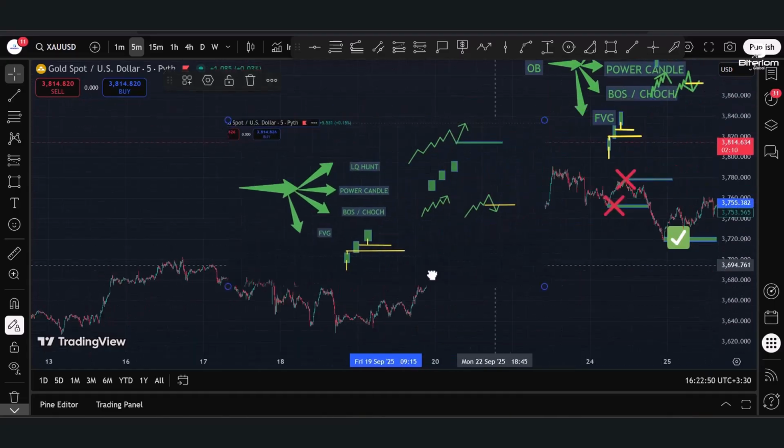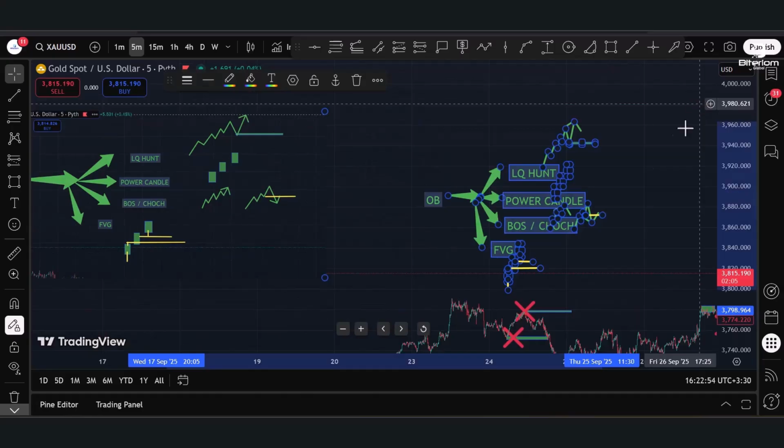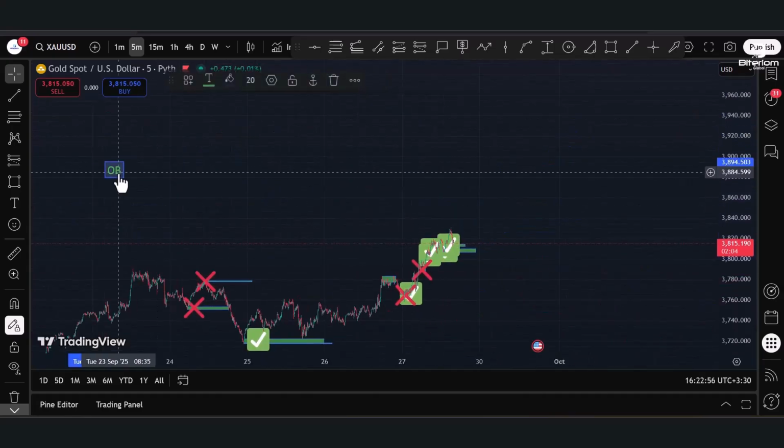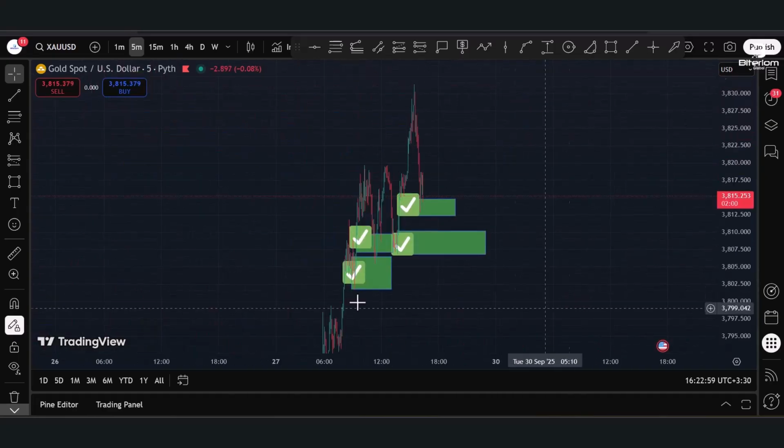So now with this image and these rules, you understand which order block is valid and which is invalid. Right here, we easily identified the valid and invalid ones together. Extremely simple, extremely straightforward, and effective. Now, let's see.